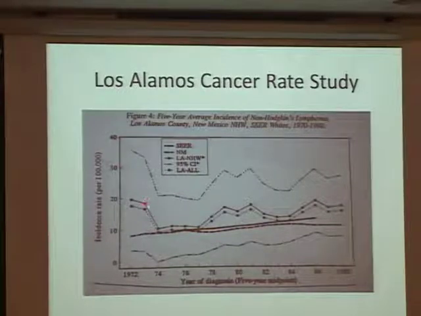This dotted line, or the one with the dots here, that is Los Alamos, everybody. And then this solid line with dots is the non-Hispanic white population in Los Alamos. Now, you look at that line and you say, well, I may only be a nitwit physicist, but that line is clearly above this other line.